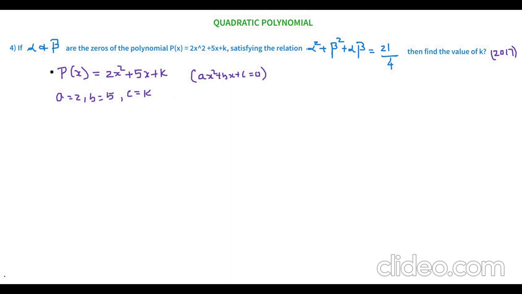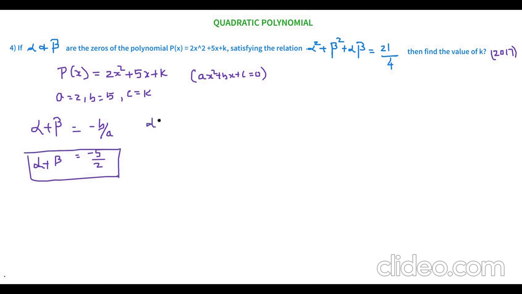Now since alpha and beta are the zeros of the polynomial, let's find alpha plus beta, that is the sum of the zeros. So alpha plus beta, we have the formula as minus b by a. So minus b by a, what do we have in b? We have 5, so minus 5 by 2. That is the sum of the zeros, alpha plus beta, which is minus 5 by 2.